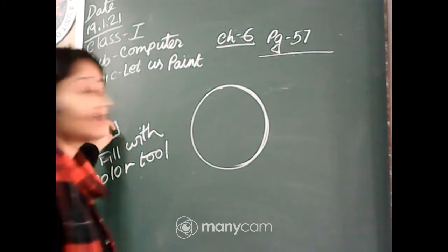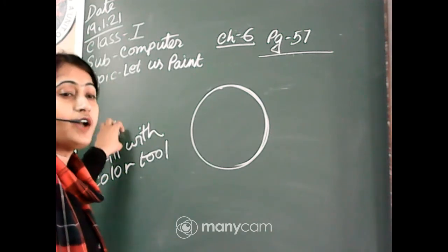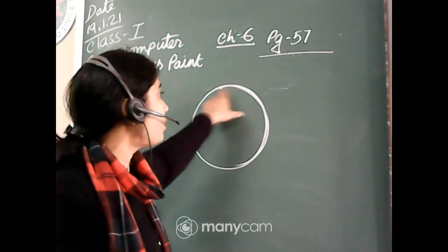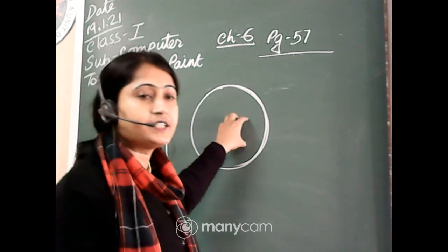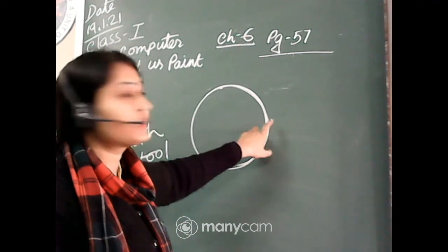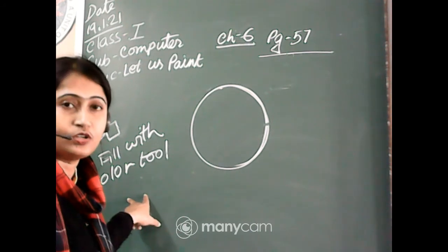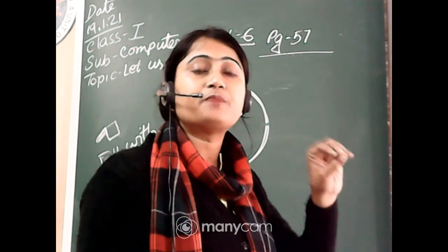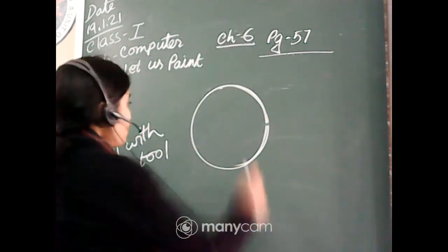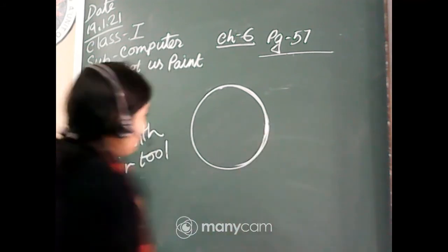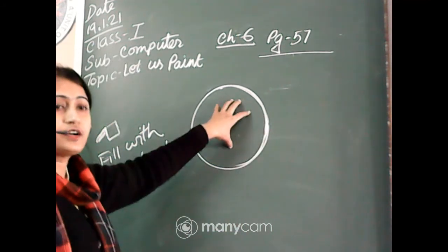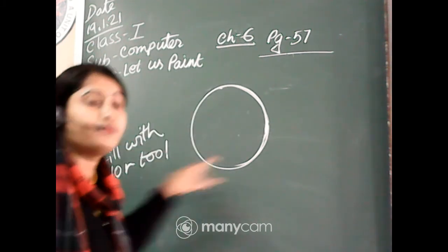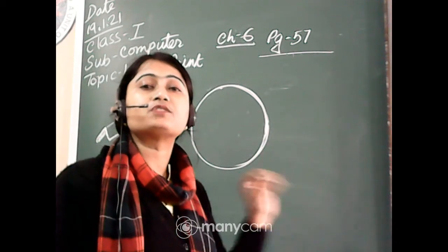You choose this tool if you want to fill color in any closed object. Closed object means there is no gap. If there is any gap in your picture, you cannot apply the Fill with color tool, because when we apply it, the object should be closed, with no gap. So in a closed shape, if you want to fill color, choose the Fill with color tool and then choose the particular color you want to apply.